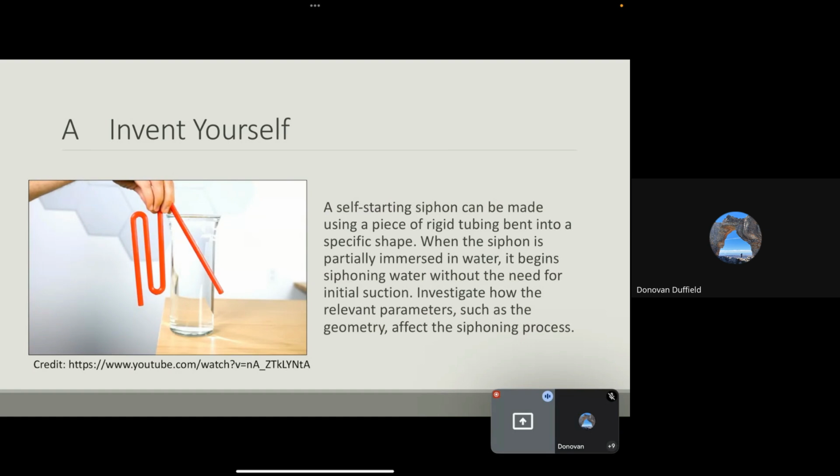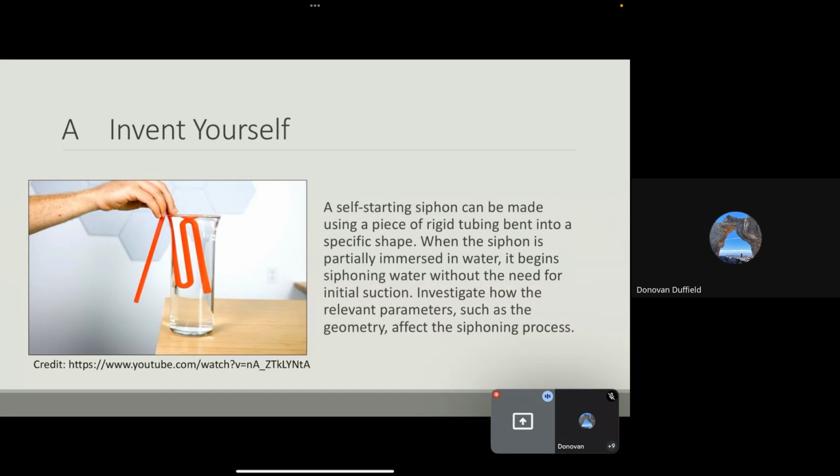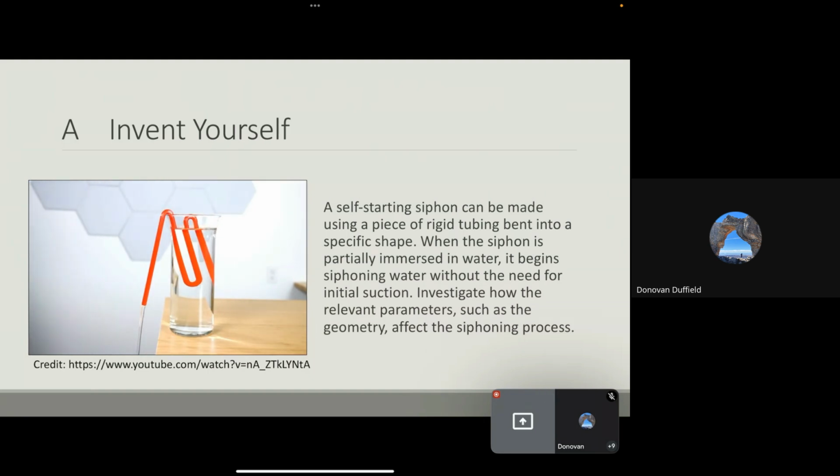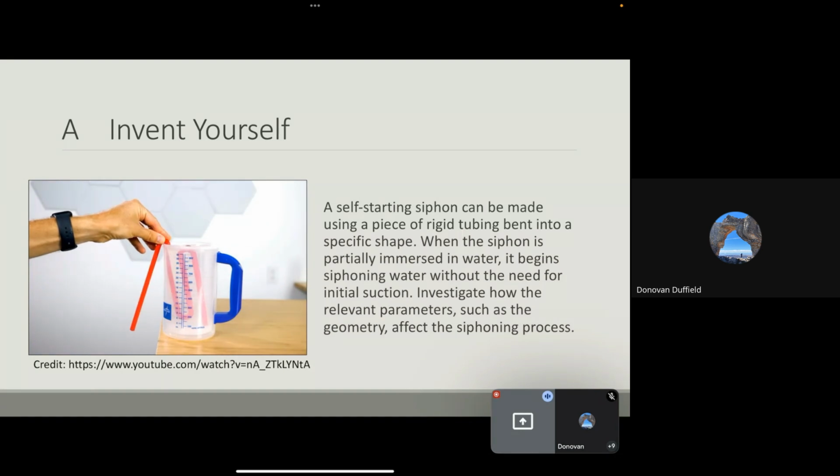So our first problem is invent yourself. The problem statement says that a self-starting siphon can be made using a piece of rigid tubing bent into a specific shape. When the siphon is partially immersed in water, it begins siphoning water without the need for initial suction. Investigate how the relevant parameters, such as the geometry, affect the siphoning process.